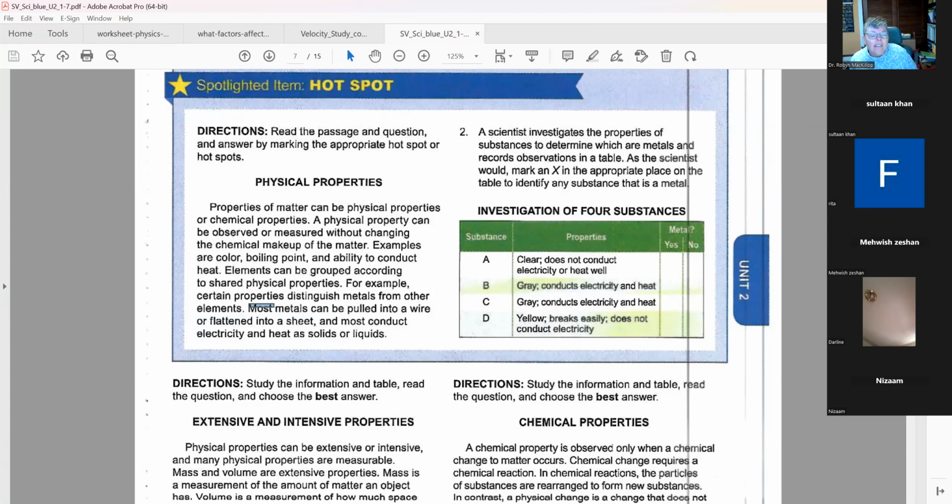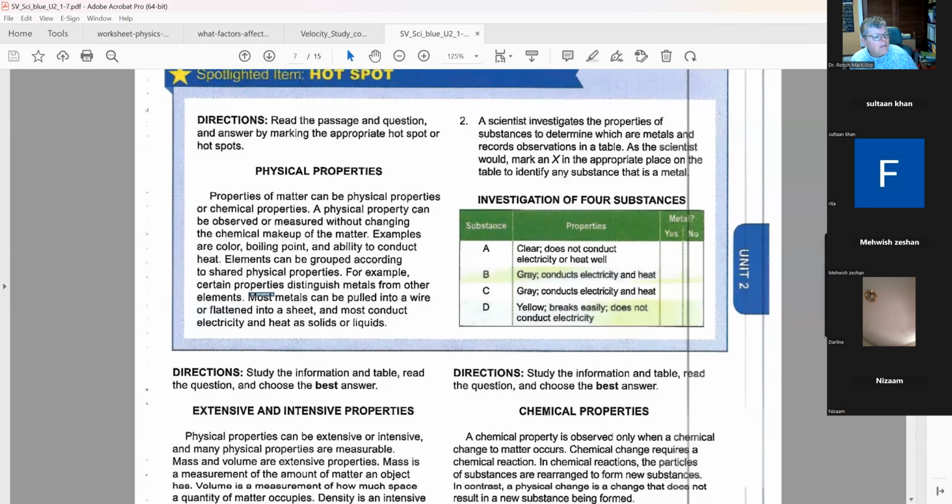Nicely done. So that's a good example of where you're going to have to check the reading, but look for the main word. They wanted to know about metal, so look for metal. So you don't actually have to read the entire thing verbatim. All right, let's take a look.